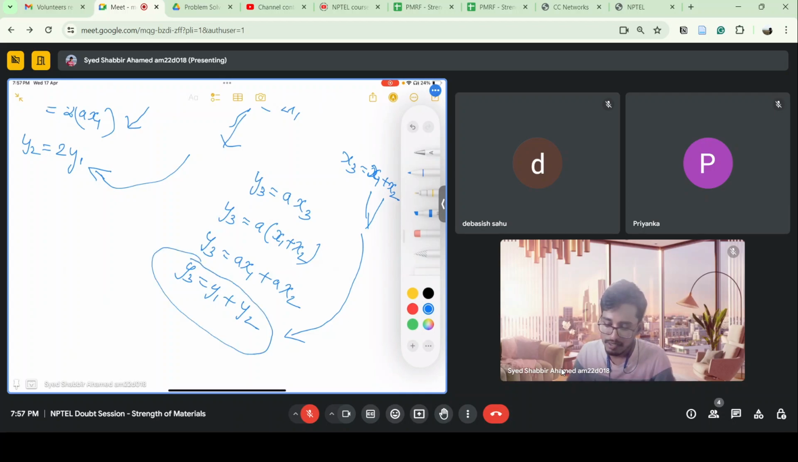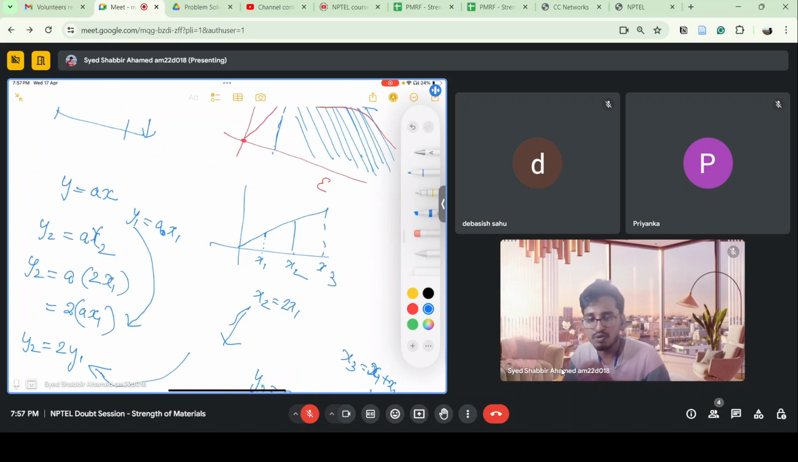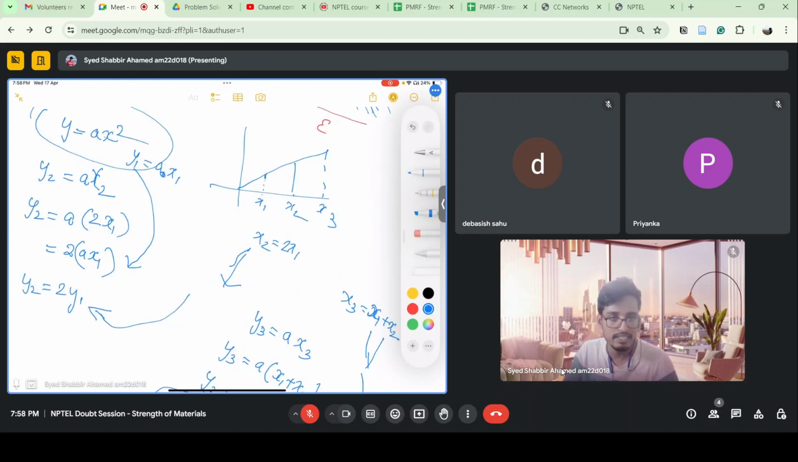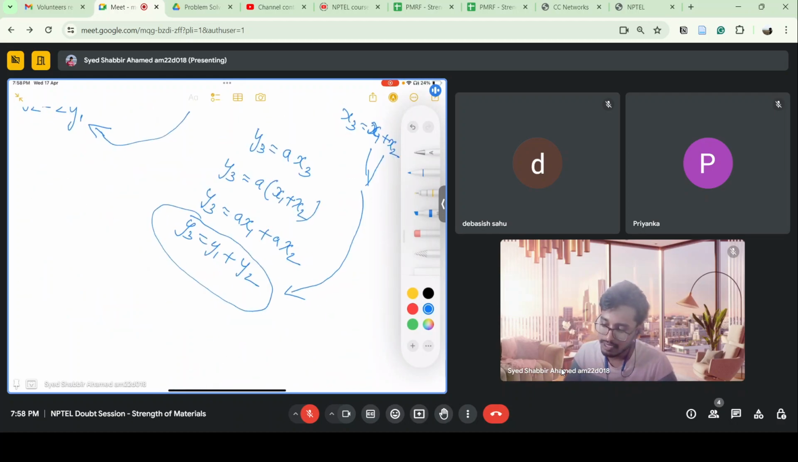This is called superposition. If I have two different loads, like I'm applying only bending and I'm applying only shear, and I sum it up, this summing is called superposition. I am able to do this only because this relation is linear. If I have, let's say, y is equal to a into x square, obviously this is a quadratic relation, not really a linear relation.